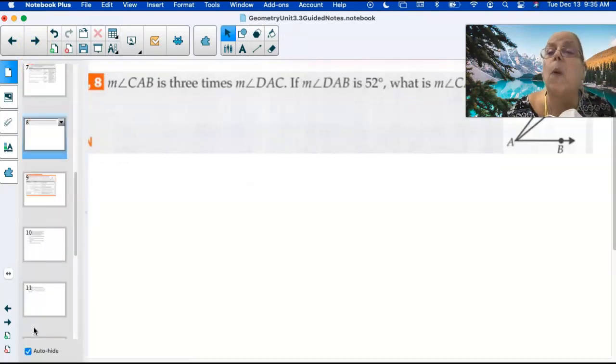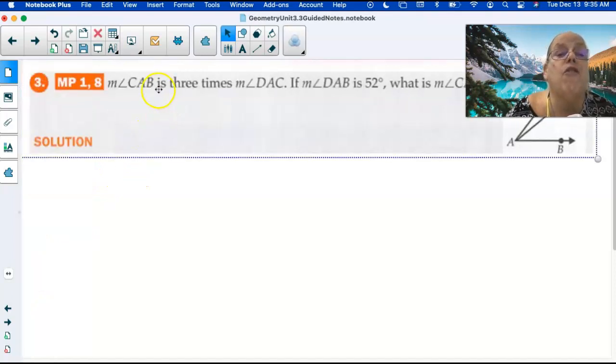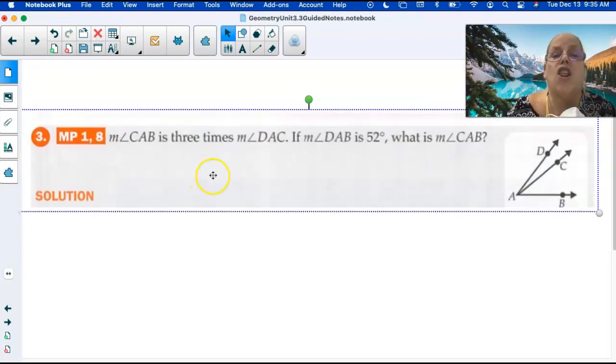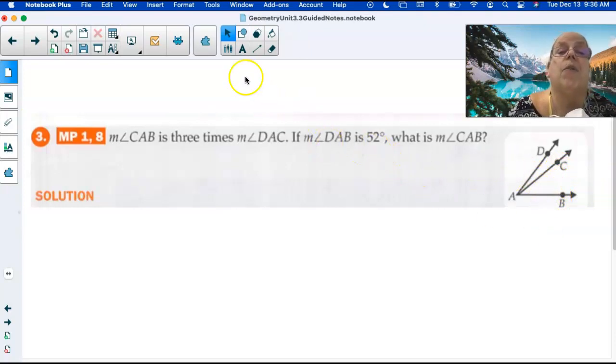Okie dokie, I took a little pause to see where we were. Okay, check it out here. The measure of angle CAB is 3 times the measure of DAC. So look, CAB is 3 times the measure of DAC. What is the measure of CAB, if the whole thing is 52 degrees?